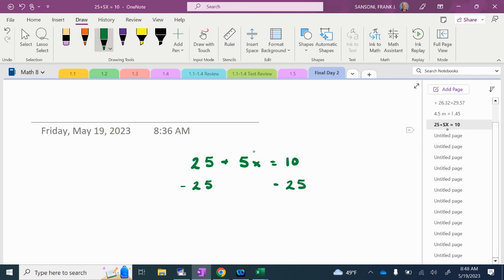I still have on the left side 5x. And then what do I have on the right side? I've got 10 minus 25. Negative 15. So I've got negative 15. I divide both sides by 5, and I have x equals whatever negative 15 divided by 5 is. Let's say negative 3. Then we go to number 28.